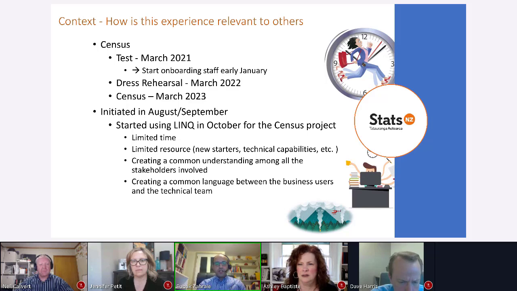During this conversation, Neil got involved to help articulate the needs and used the LINQ platform to facilitate the conversation between different stakeholders.